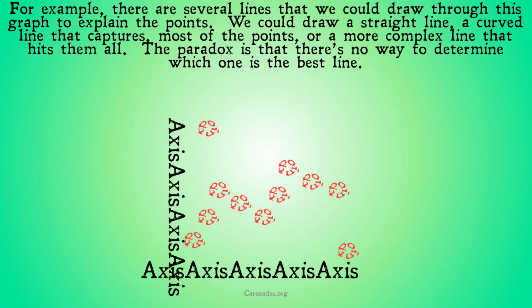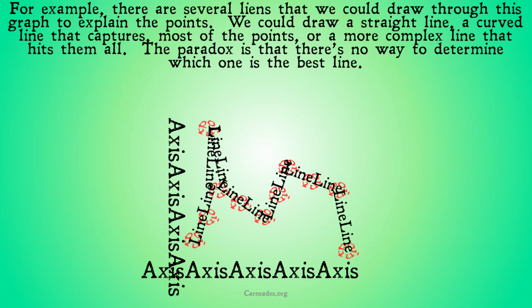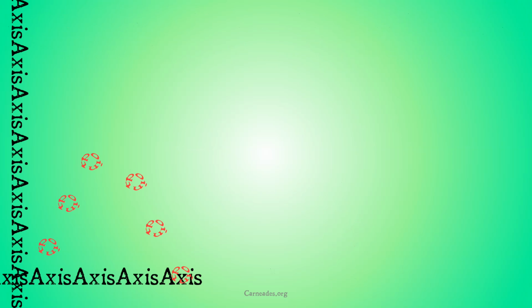Let's take a look. So, for example, there are several lines that we could draw through this graph to explain these points. We could draw a straight line, a curved line that captures most of the points, or a more complex line that hits them all. The paradox is there's no way to determine which of those three lines is the best.